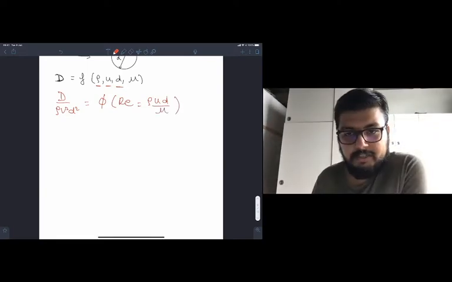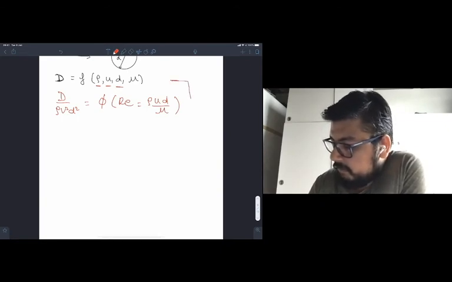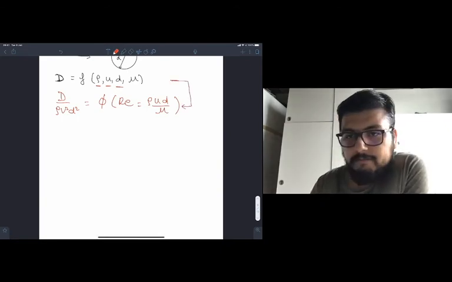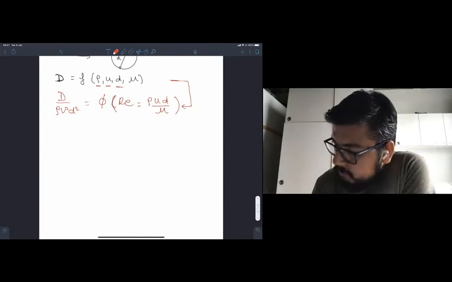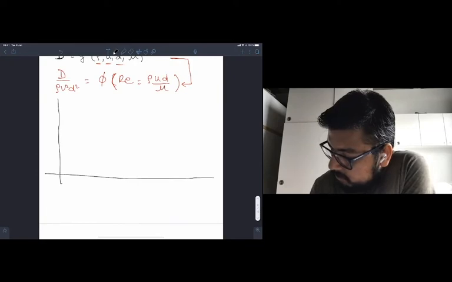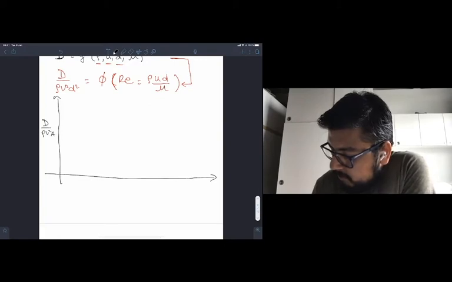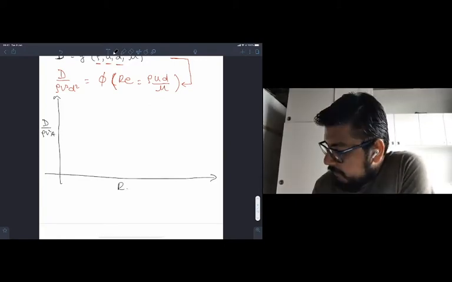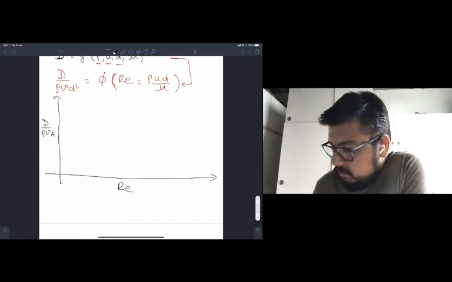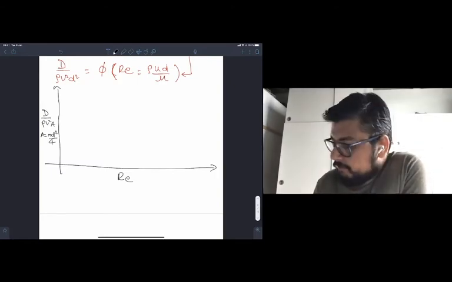So I'm going to leave this as an assignment. I want you to start from here and then reach this functional equation, which means that we can go on and plot this as a graph where we have D upon rho u square A on the y-axis and Reynolds number on the x-axis. This A is nothing but the projected area of the sphere.